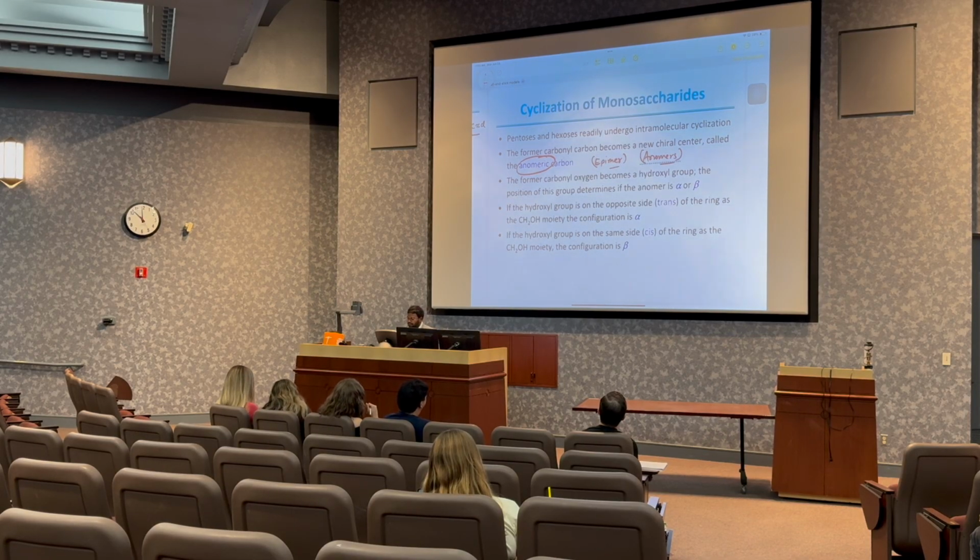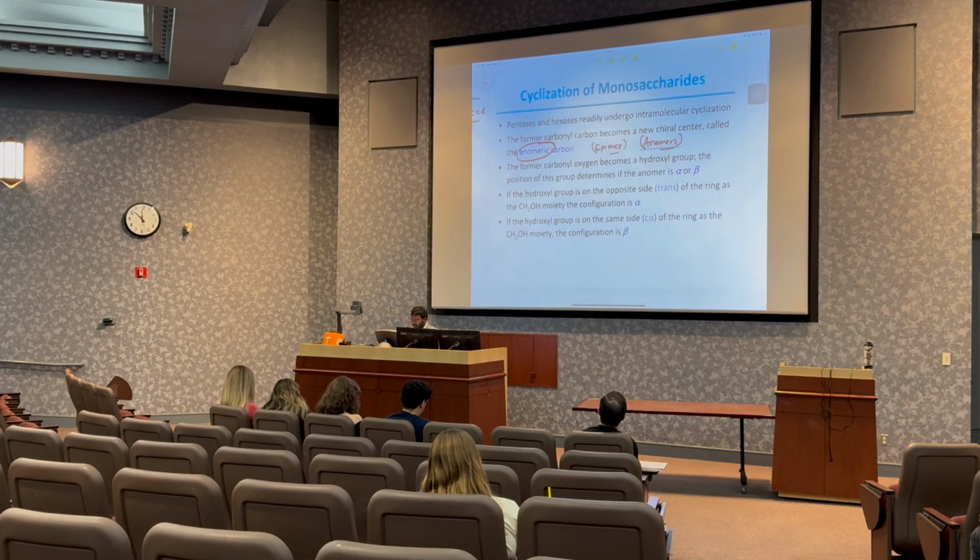Okay, so epimers and anomers are two different terms you have to learn in order to see the structures of carbohydrates. Okay, so it says pentoses and hexoses readily undergo intramolecular cyclization. Intramolecular means within the molecule. Okay, they form the cyclic structures within the molecule, and that's why it's called intramolecular cyclization. Okay, and they form a new chiral center.